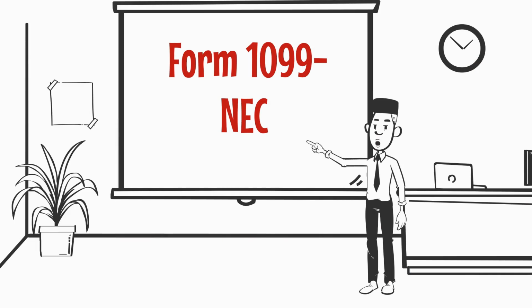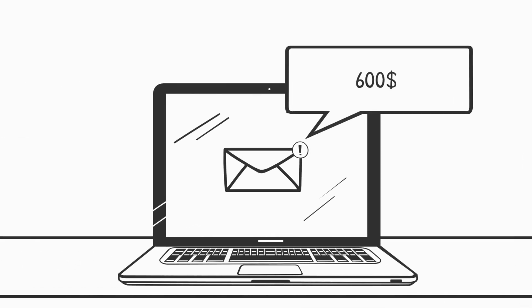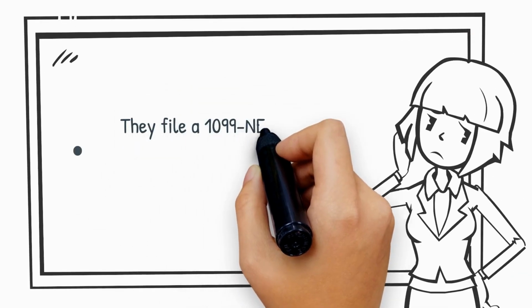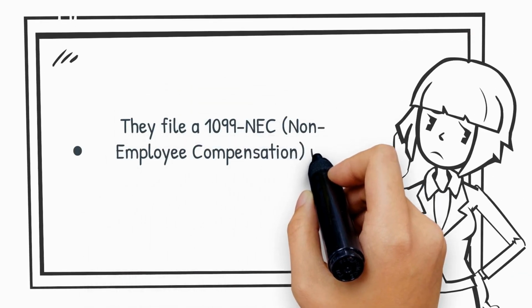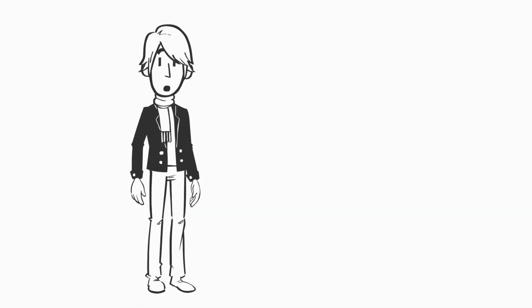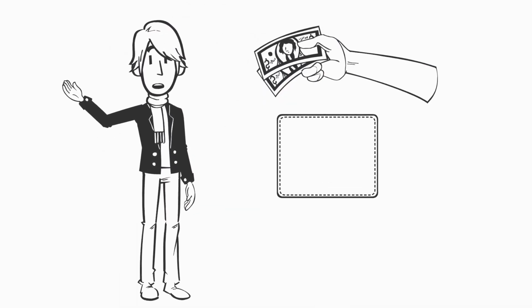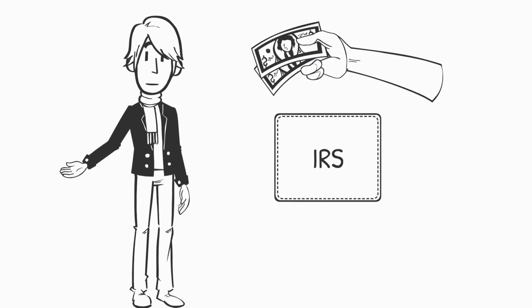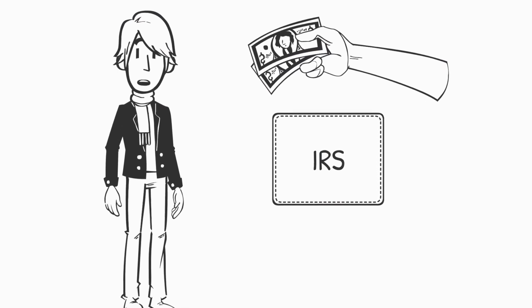1. Form 1099-NEC, your income report. This is where it all starts. If you earn over $600 from a client, they file a 1099-NEC, non-employee compensation, with the IRS and send you a copy. This form shows how much they paid you. And guess what? The IRS gets it too. So if you forget to report it, they'll know.